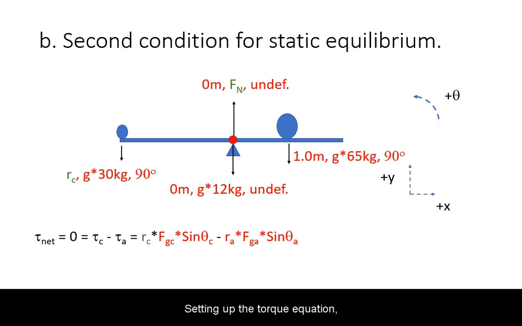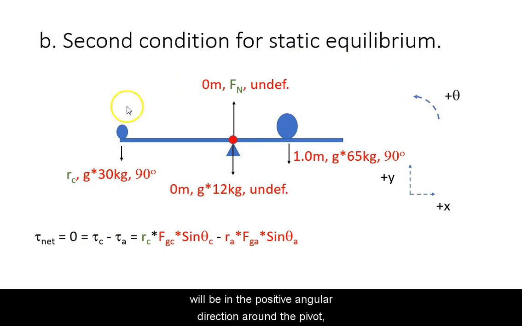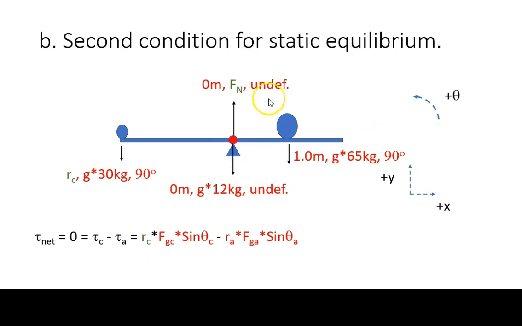Setting up the torque equation, now we check whether a torque will be in the positive angular direction around the pivot or the negative angular direction around the pivot. Remember also that forces acting through the pivot produce no torque and hence need not be included in the equation.